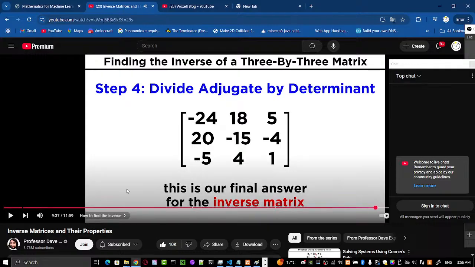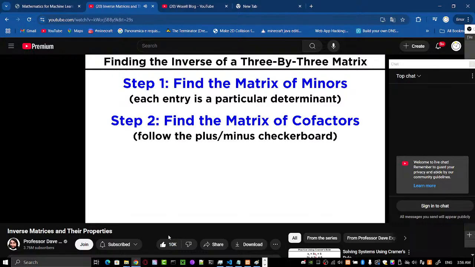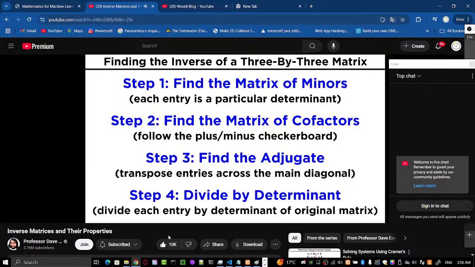So there are multiple ways to find the inverse of a matrix. To summarize the 4 steps we just took, first we found the matrix of minors going 1 entry at a time. Then we applied the checkerboard pattern of signs to find the matrix of cofactors. Then we transposed all entries across the diagonal to get the adjugate. And lastly, we divided by the determinant of the original matrix to get the inverse matrix.